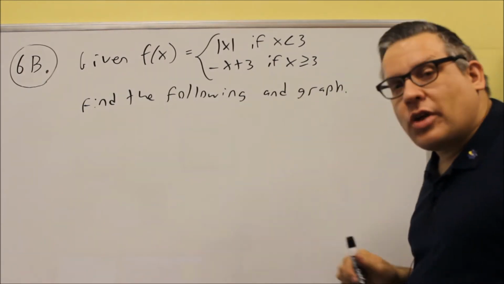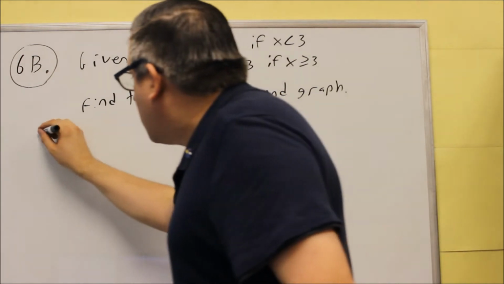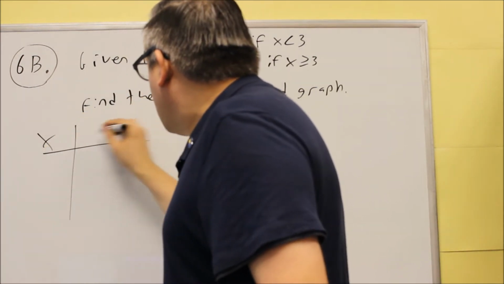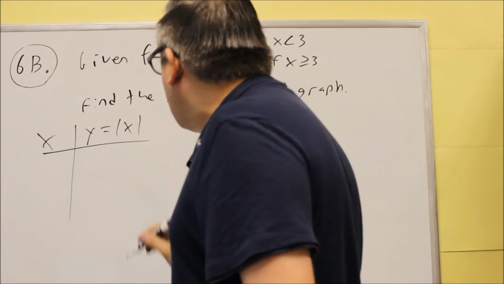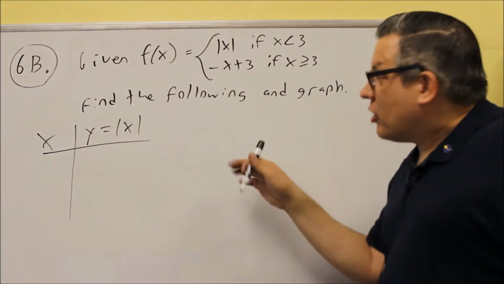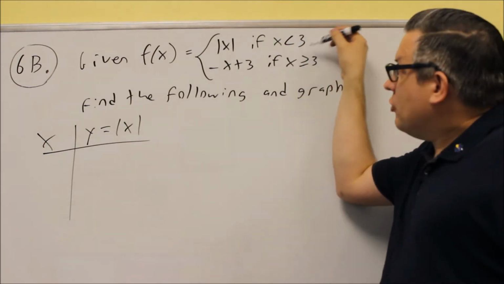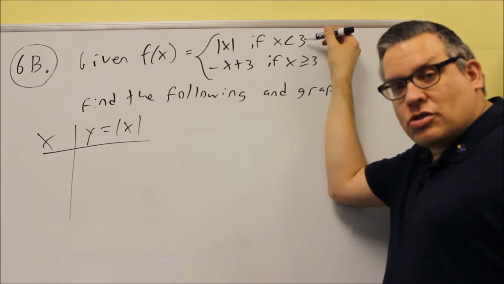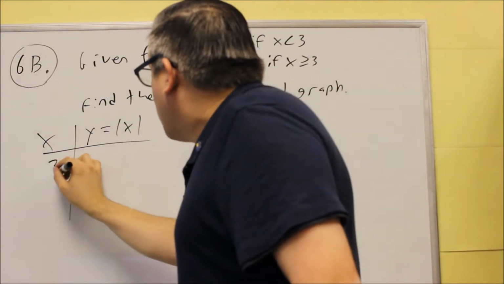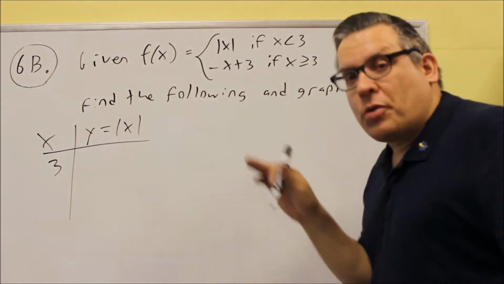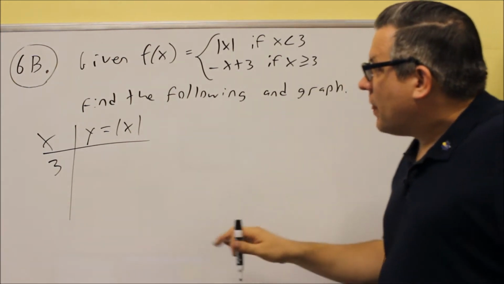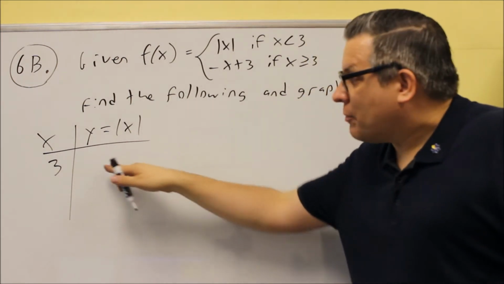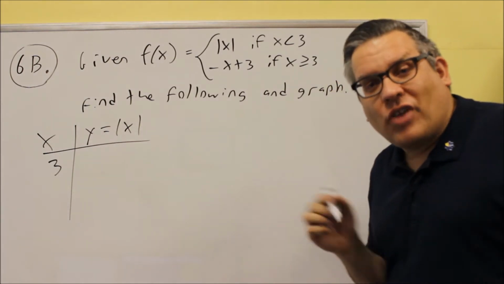So let's start with the absolute value graph. We're going to make an XY table. So we have y equals absolute value of x. No matter what, whether it's included or not, you always want to begin with whatever number you see here in the conditional statement. So I want to start with 3. Now I know that that's going to be an open circle when I do it. I know it's not included, but I need to have that point there so I know where the graph ends.